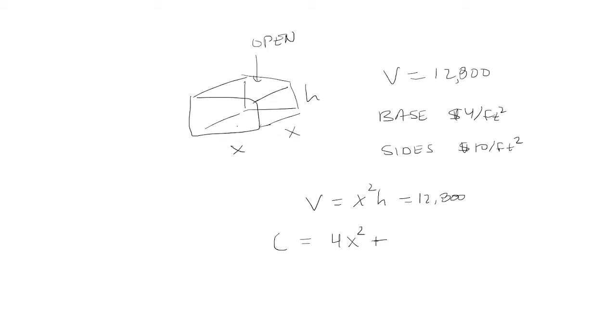Now, for the sides, we have 4 sides. And we want to multiply the area of the sides by 10 to get the amount. So there's 4 of them, and then each area is going to be x times h. So it's going to be 4xh. So simplifying this, we get 4x squared plus 40xh. Now I can solve for h here and get 12,800 over x squared.